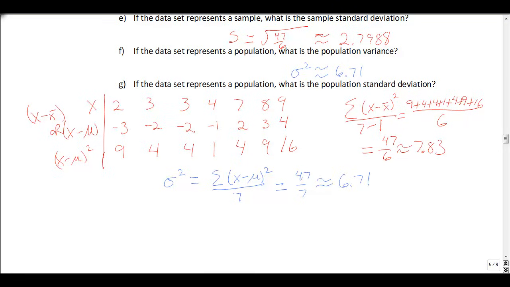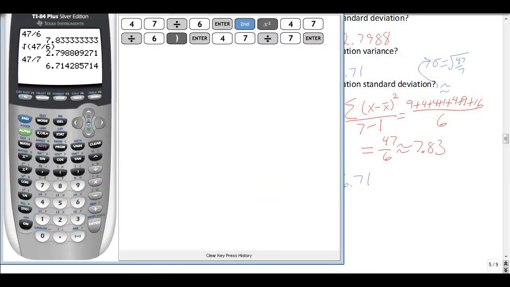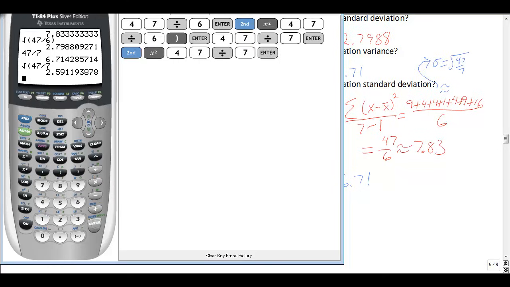And then if the data set represents a population, what is the population standard deviation? So this answer is sigma. Well, that's just the square root of sigma squared, which is the square root of 47/7. Again, let me rewrite this so it's a little bit cleaner. This is actually straight up equals the square root of 47/7. And what we get when we calculate that is 2.5912 if I go to the same number of decimal places.